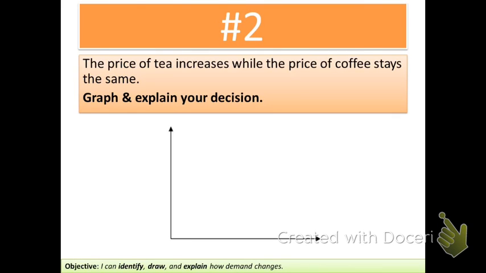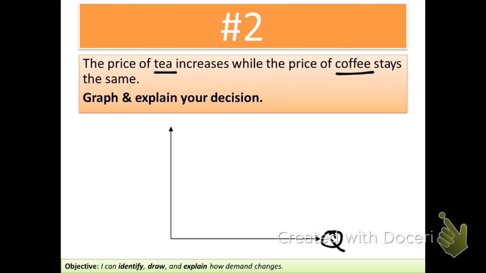Number 2. Price of tea increases while the price of coffee stays the same. Graph and explain the impact on the market for demand for coffee. And so we've got 2 products here, coffee and tea, and think about what's the relationship between the 2. They're substitutes. You don't use them at the same time. You use one or the other one.